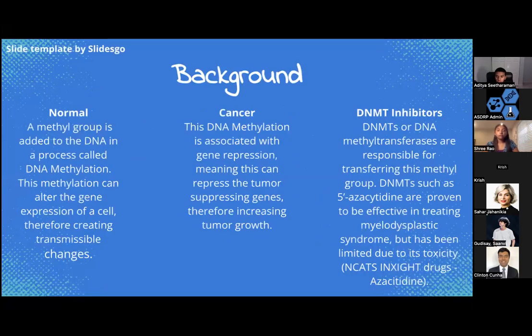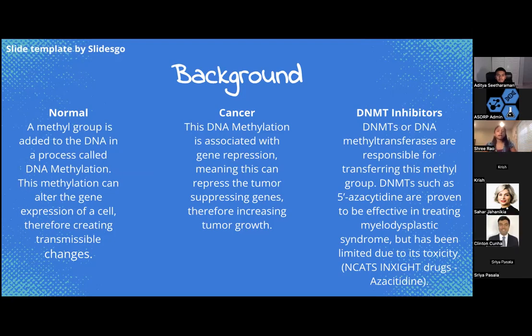Background. So in normal cases, or cases without cancer, a methyl group, which is just a CH3, is added to DNA, and this is called DNA methylation. This methylation can alter gene expression and create transmissible or inheritable changes. In the case of cancer, methylation is associated with gene repression, meaning this represses tumor suppressing genes, therefore allowing tumor growth. DNMTs are responsible for transferring the methyl group.